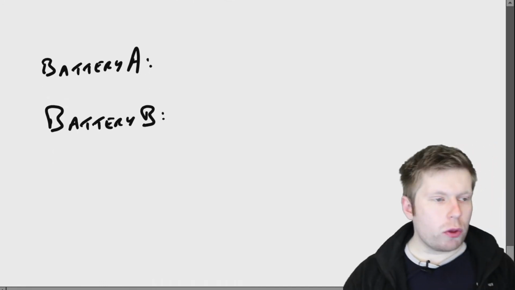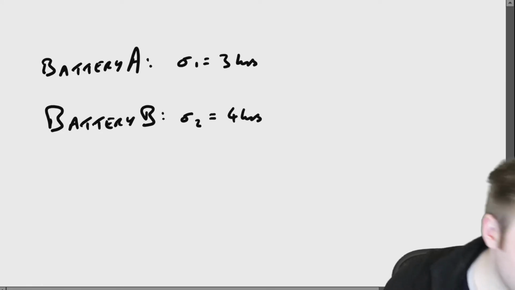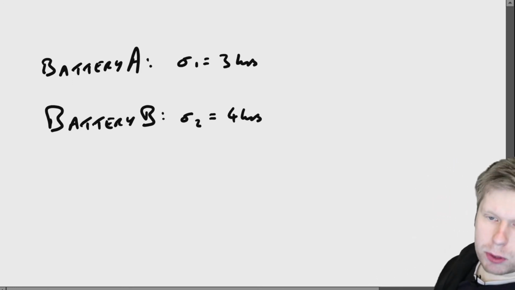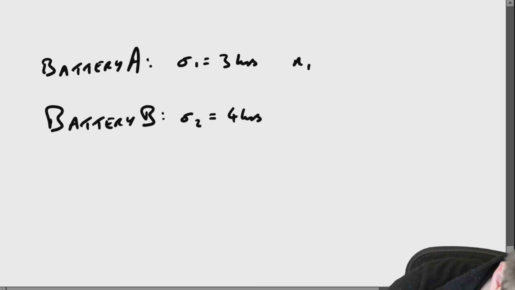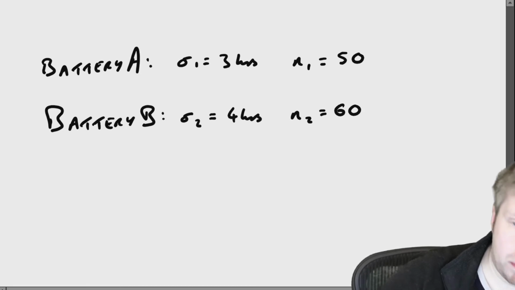Now I know that battery A has a population standard deviation of, let's say, 3 hours, and battery B has a population standard deviation of 4 hours. Notice my notation: sigma 1 corresponds to battery A, sigma 2 corresponds to battery B. I select 50 batteries of battery A, and I select 60 batteries of battery B.